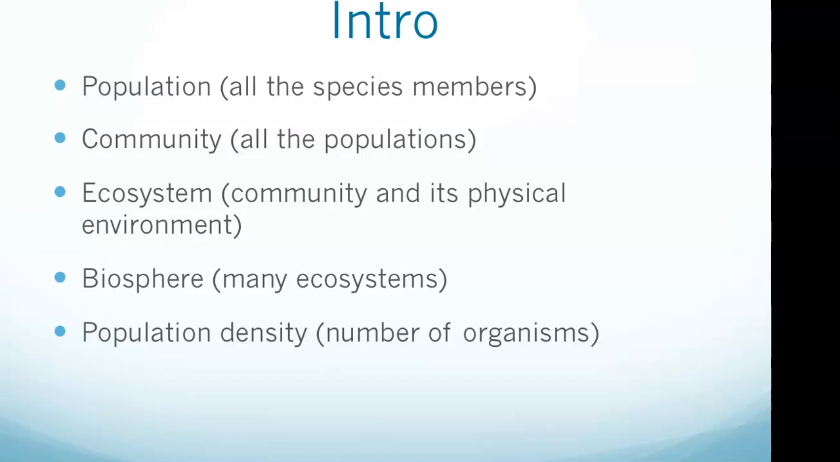And then for biosphere, biosphere includes many ecosystems. So we can see they keep getting bigger and bigger, including more things. The biosphere is the global ecological system integrating all living beings, including their interaction with the elements of the lithosphere, geosphere, hydrosphere, and atmosphere. And then finally, population density measures the density or number of organisms in a certain area and applies to all organisms on Earth. Okay, there's our little intro.